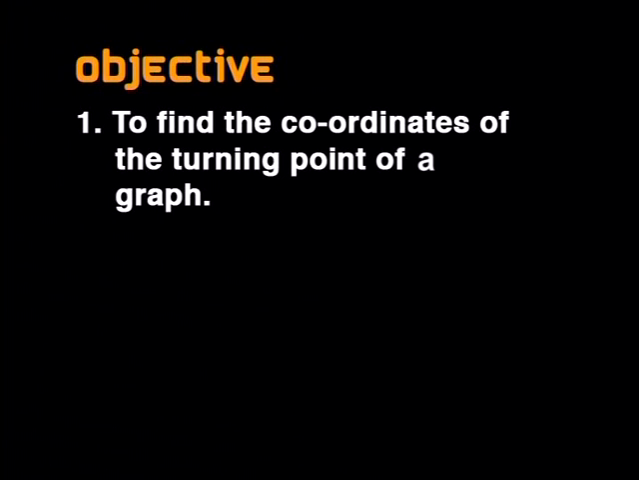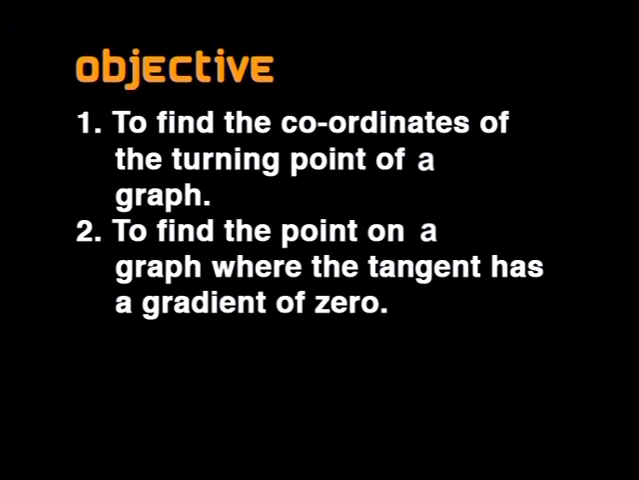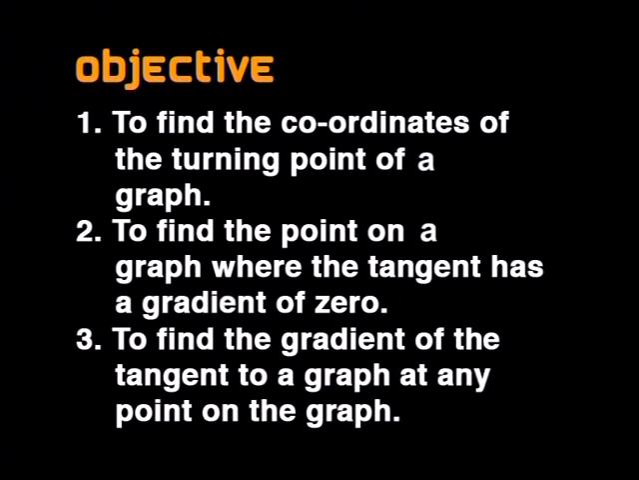Our first objective was to find the coordinates of the turning point of a graph. We realized that we will know that when we know where the gradient of the tangent to a graph is 0. And so we developed the more general problem, namely to find the gradient of the tangent to a graph at any point on the graph. A challenge that is so big that mathematicians had to invent a new mathematics to solve the problem, and that new mathematics, they called it calculus. More accurately, differential calculus.